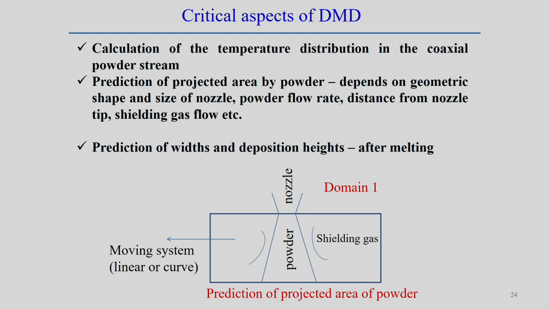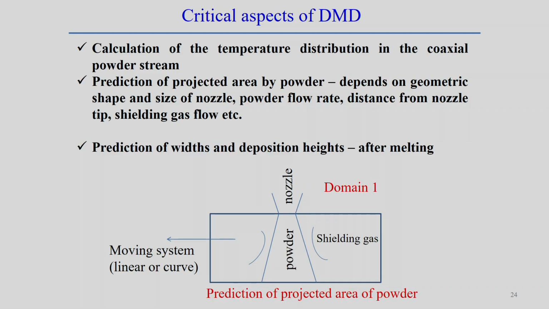First, calculation of the temperature distribution in the coaxial powder stream. In the coaxial powder stream, we have to ensure the calculation of the temperature profile, such that we estimate at exactly which location, while the powder is traveling, it starts melting, and at which area there may be no melting of the powder, or partial melting may also happen. That can be decided first in developing this DMD technology.